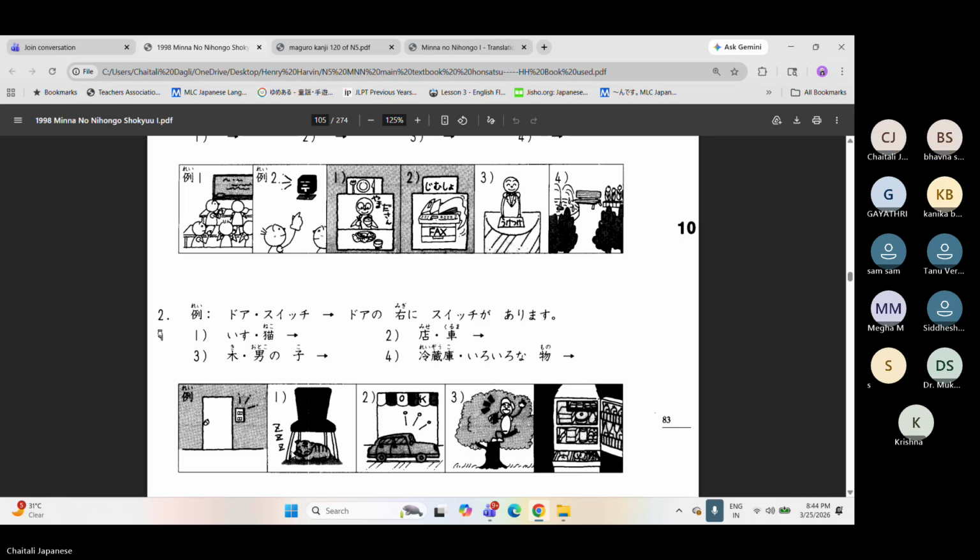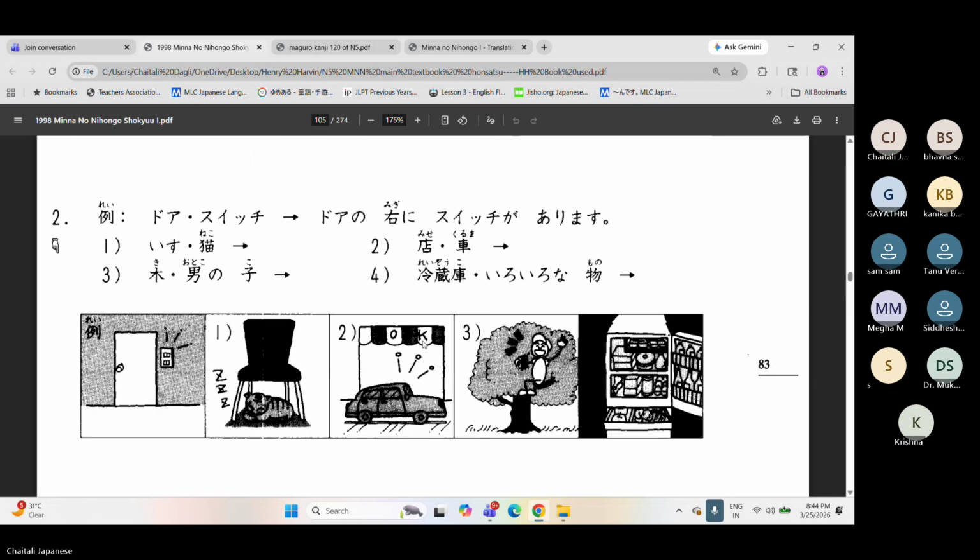Mise, kuruma. Mise no kuruma ga arimasu. How will it be? In front of the bookstore there is a car. Sorry, let me zoom in. Okay. There is a car in front of the bookstore. Mise no mae ni kuruma ga arimasu. In front of the store there is a car. Okay. Got it?